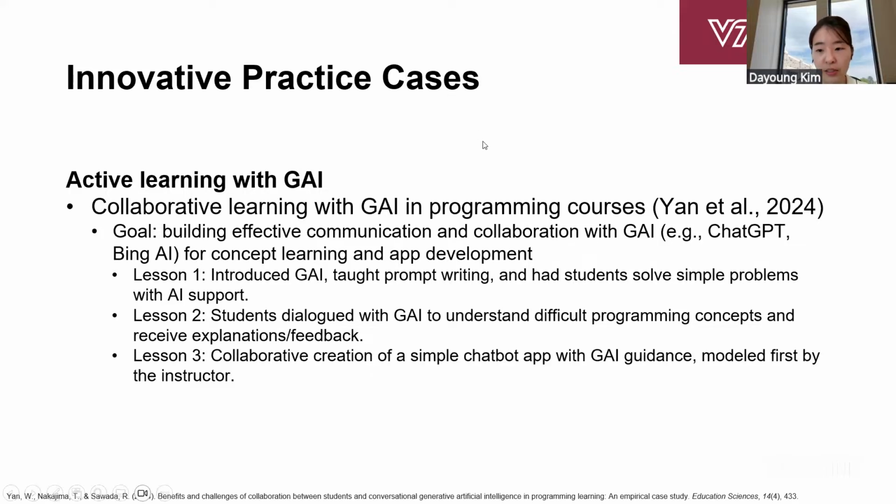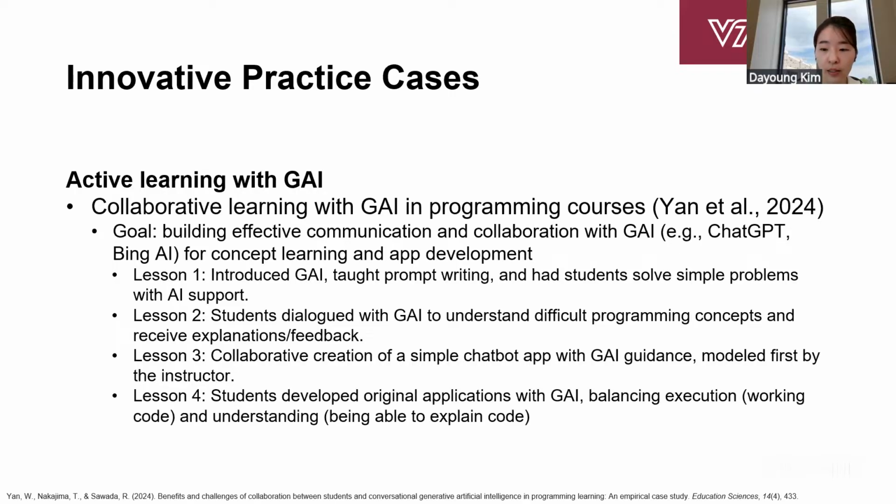In the third lesson, students collaborated with Gen AI to create a simple chatbot application under their guidance. The instructor first demonstrated their own development process as an example. Based on the instructor's demonstration, students created a basic, minimally functioning application, and then modified the application according to their own preferences. In the last lesson, students developed their original applications with Gen AI.